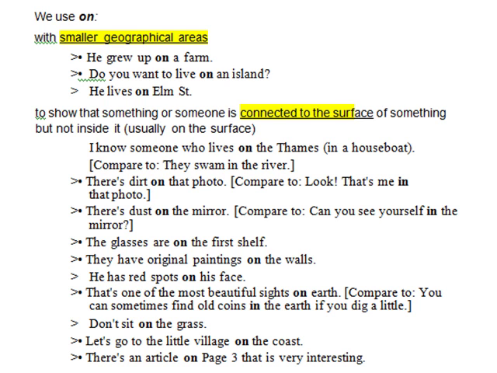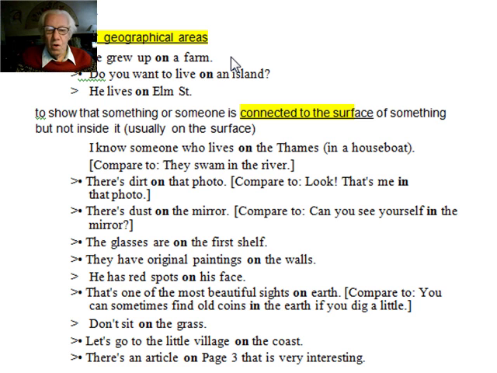As we can see in number 1, we would say he grew up on a farm. We might use that as a smaller area. Usually we're referring to a group of farms. It's in a state, a county, a larger area. He grew up on a farm in Tennessee. In other words, the larger area is Tennessee. The smaller area is the farm itself, which is contained within Tennessee.